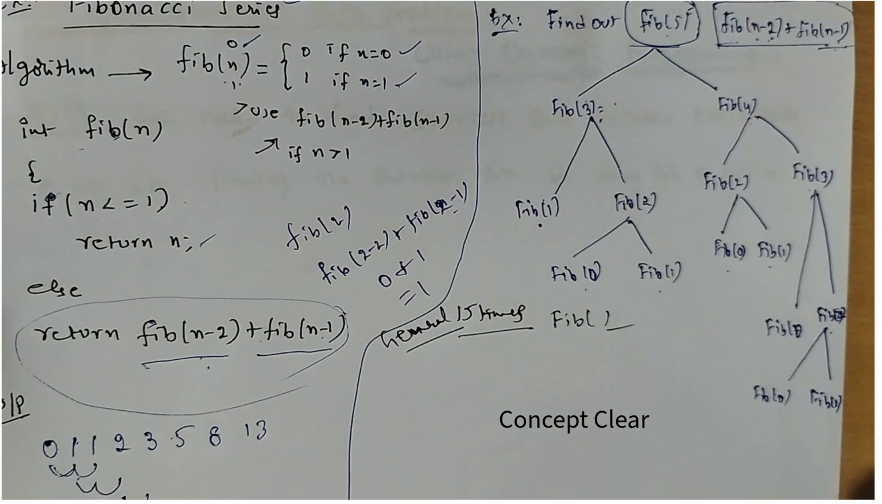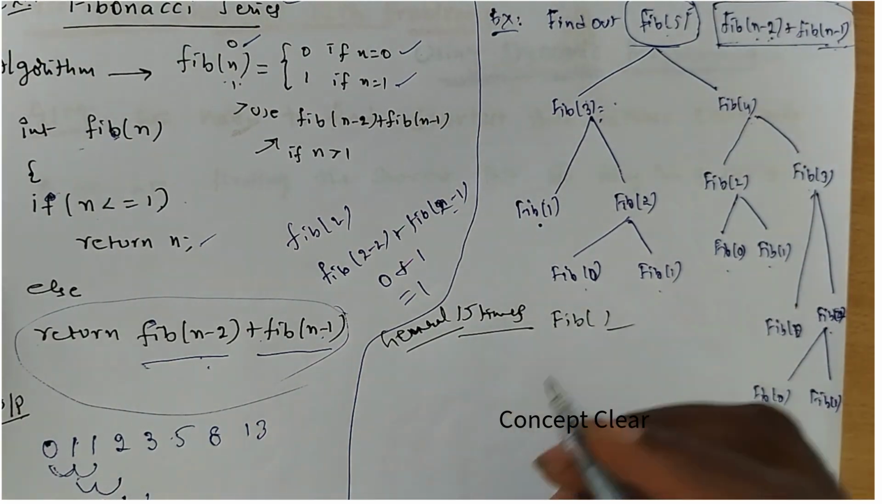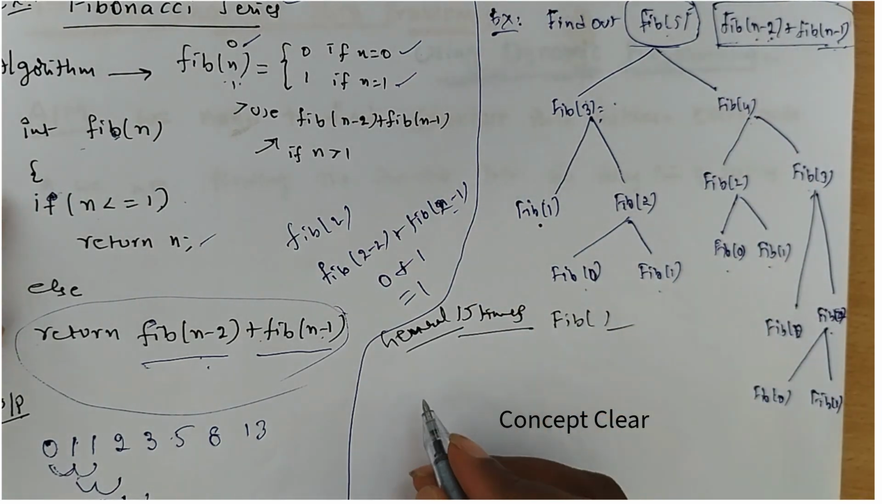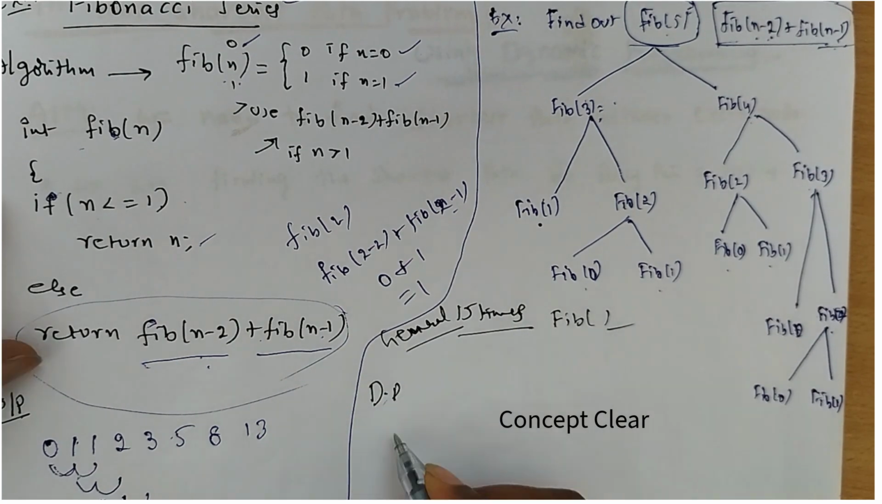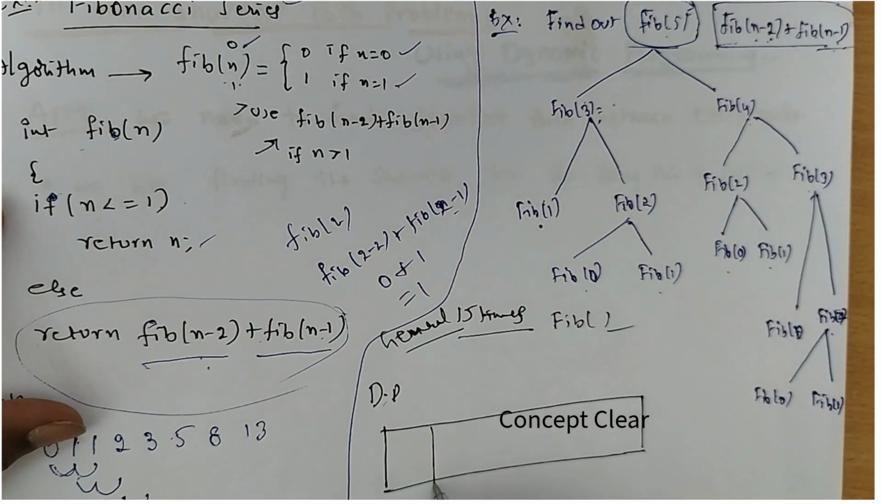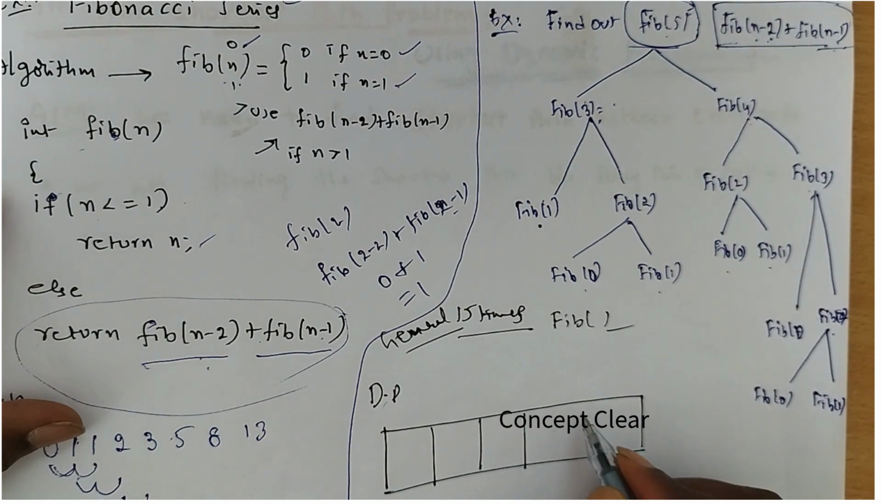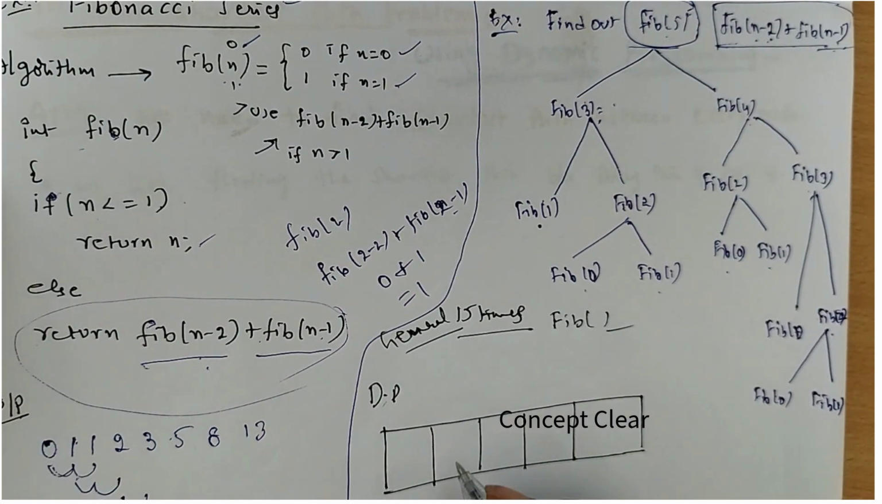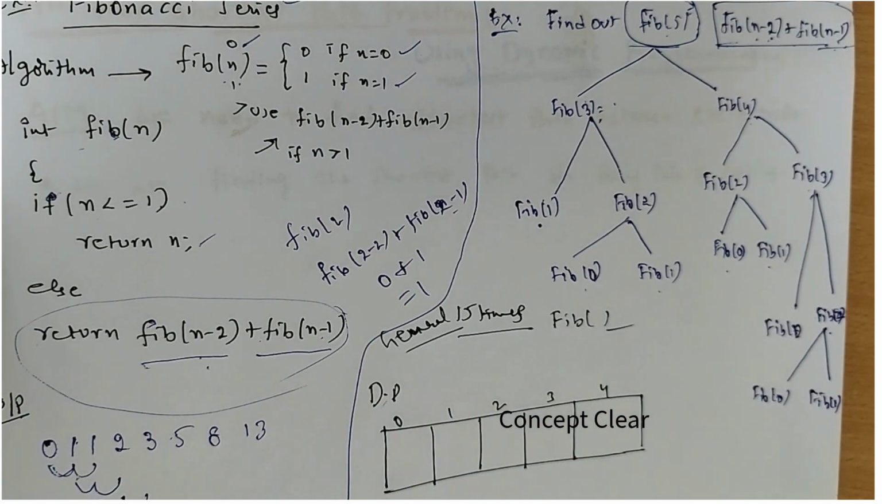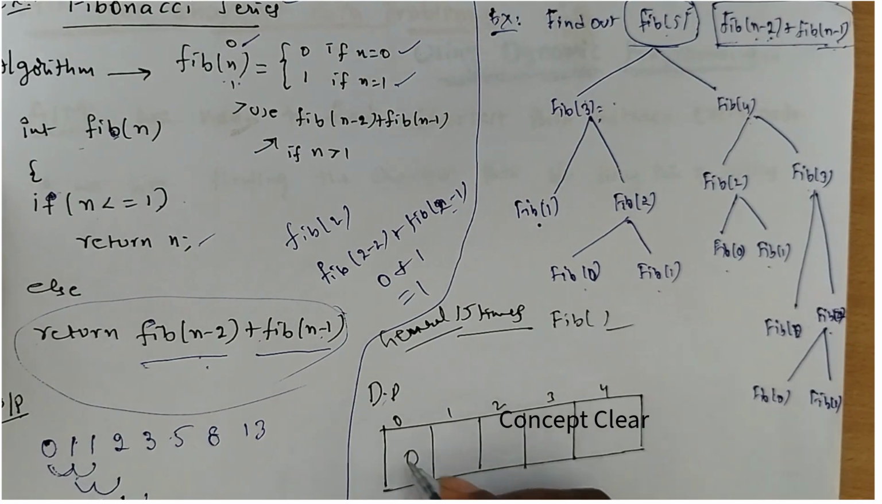If you implement dynamic programming, calling the same function will be reduced. In dynamic programming, we have to store the subproblem solutions. Initially we have to take an array with indices 0, 1, 2, 3, 4. Initially all the fib values are 0.